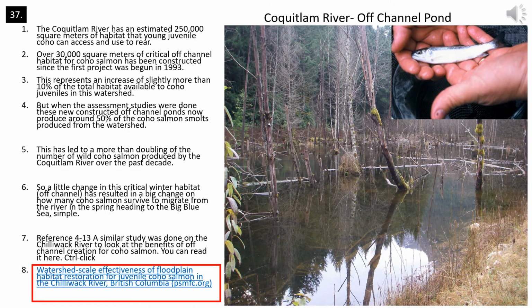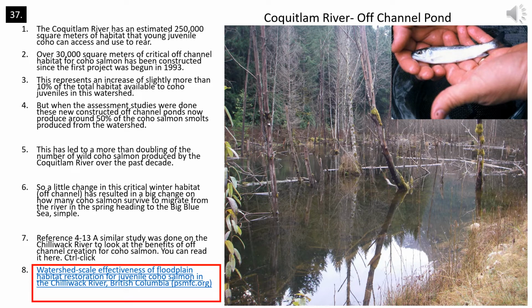So the picture off to the right is a typical constructed off-channel habitat on the Coquitlam River, and there's a series of these projects created all along the river corridor. So this is a summary of what was found from research studies on what happened. On the Coquitlam River, it was estimated there's about 250,000 square meters of habitat that young juvenile coho can access and use and rear over the length of the river. This is the total habitat available to them.